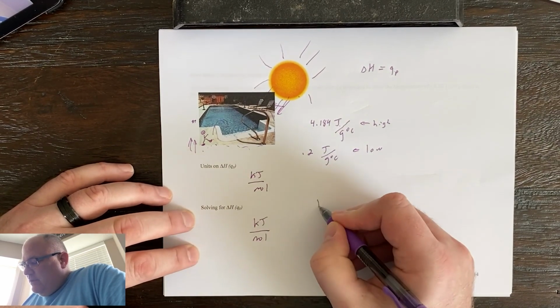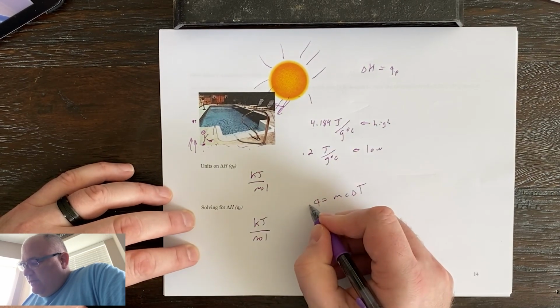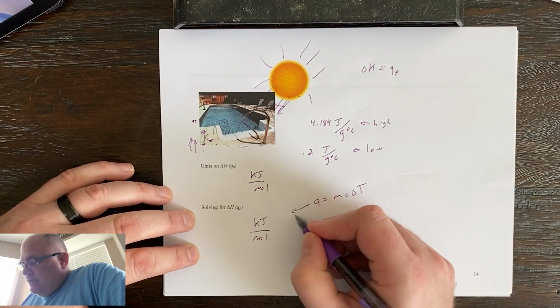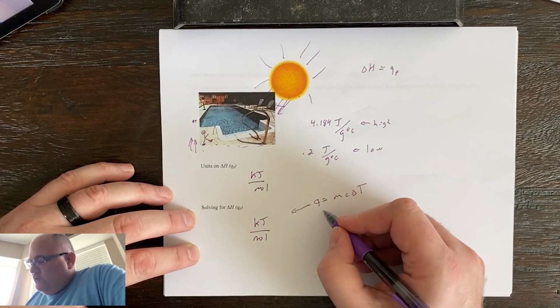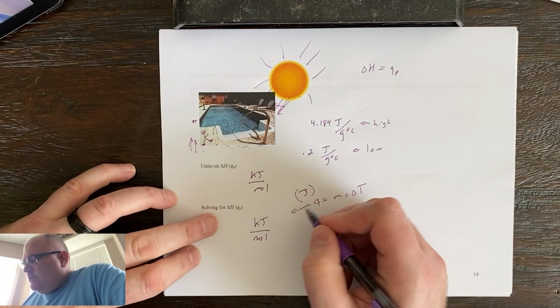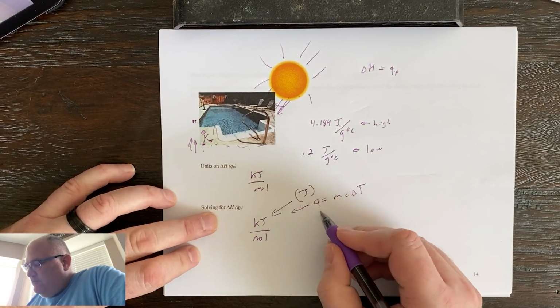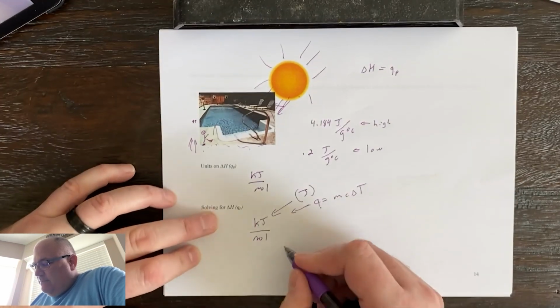Well, we do this. Q is equal to MC change in T. That will give us our energy. Now, be really careful, because when you do this normally, our Q is going to be in joules. Joules are a really small number, so kilojoules is 1,000 of that. So we go from joules of Q to kilojoules.